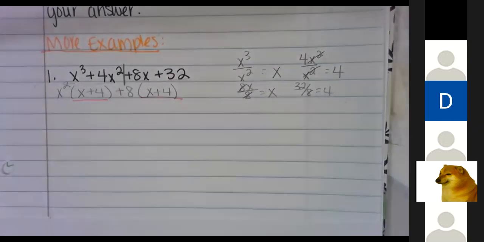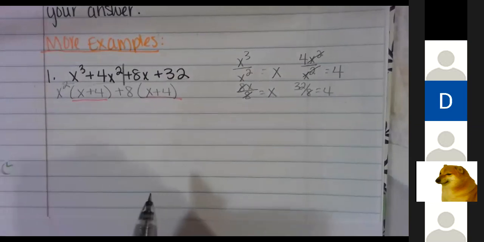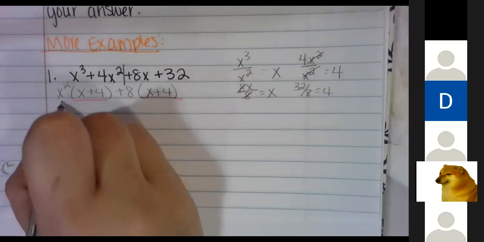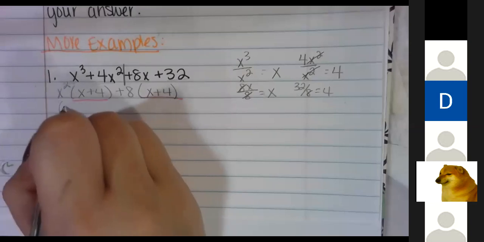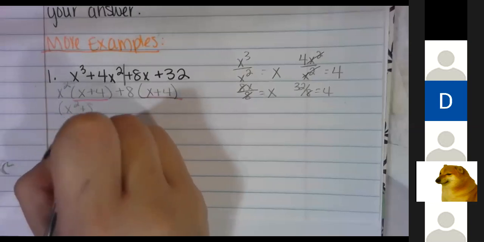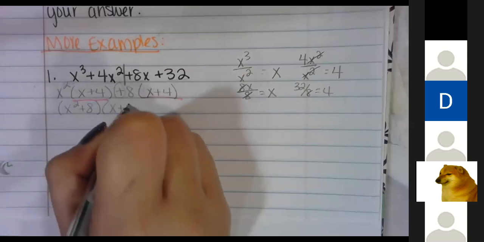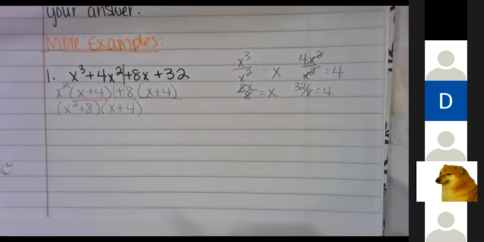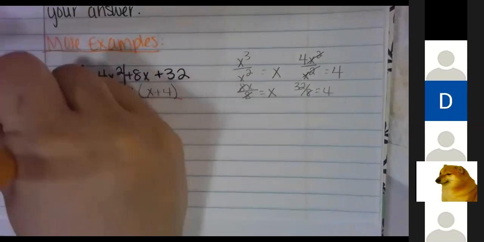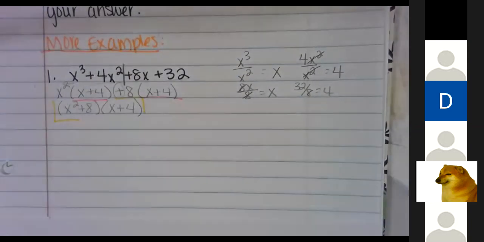And then what you have in parentheses on both of them should match each other. So in one set of parentheses, you should have what you factored out, x squared plus 8, because you take this sign in front of it. And then the other parentheses is what's inside, x plus 4. And that one's your answer.